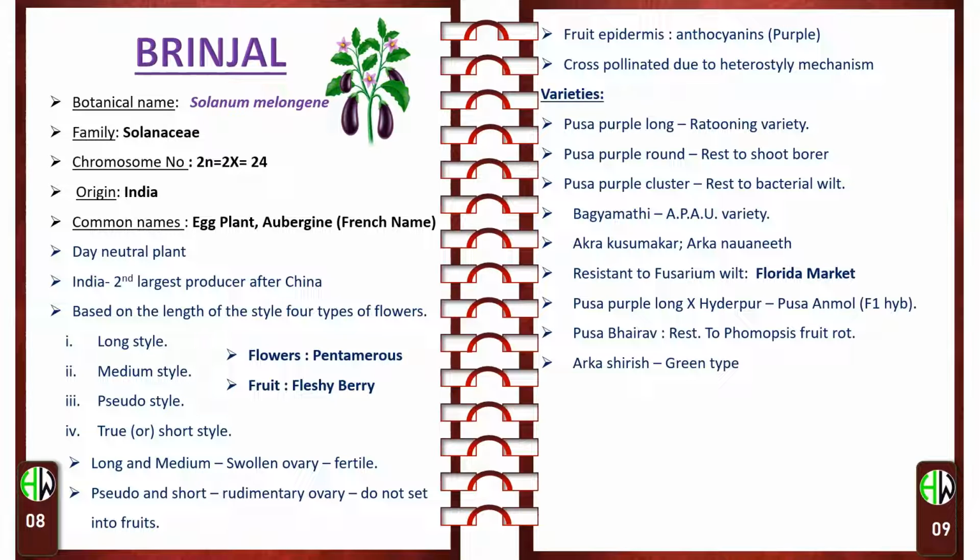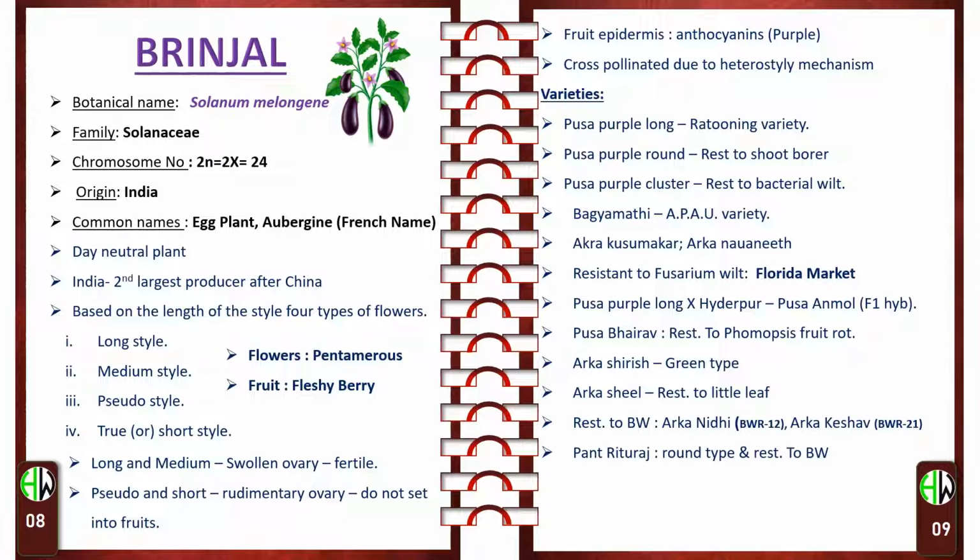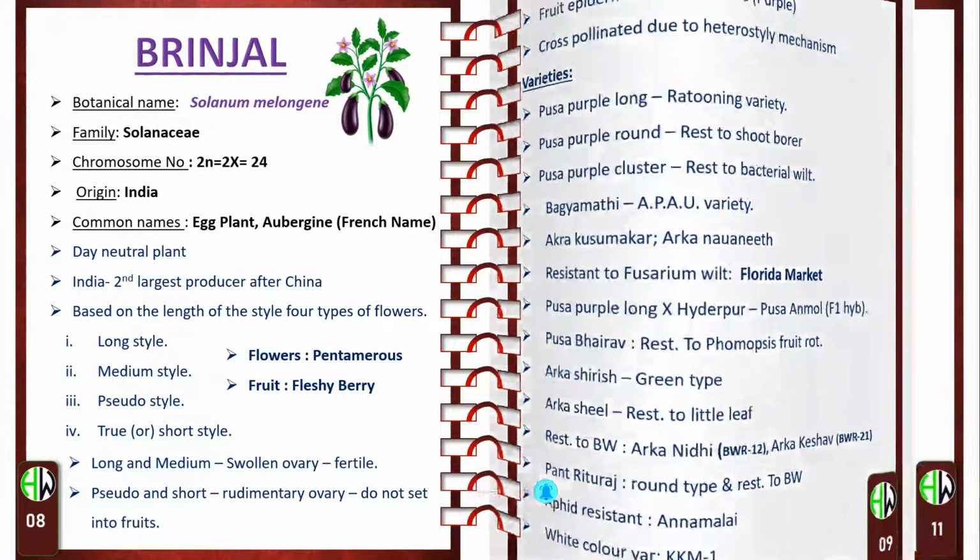Arka Shirish, green type. Arka Shield, resistant to little leaf. Resistant to bacterial wilt varieties are Arka Nidhi, also called BWR-12, and Arka Keshav or BWR-21. Pant Rituraj is round type and resistant to bacterial wilt. Aphid resistant variety is Annamalai. White color variety is KKM-1.